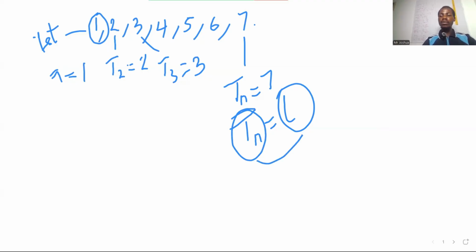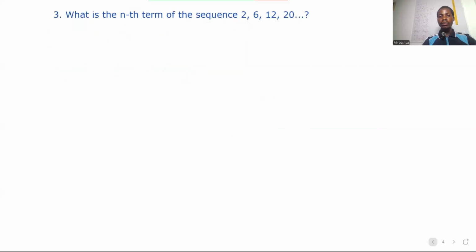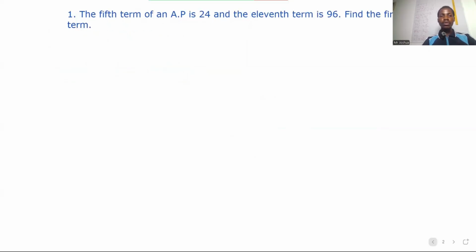All right, so let's move to solving some questions from the JAMB. Okay, let's move to question number 1. Question number 1 says the 5th term of an AP is 24 and the 11th term is 96. Find the first term.